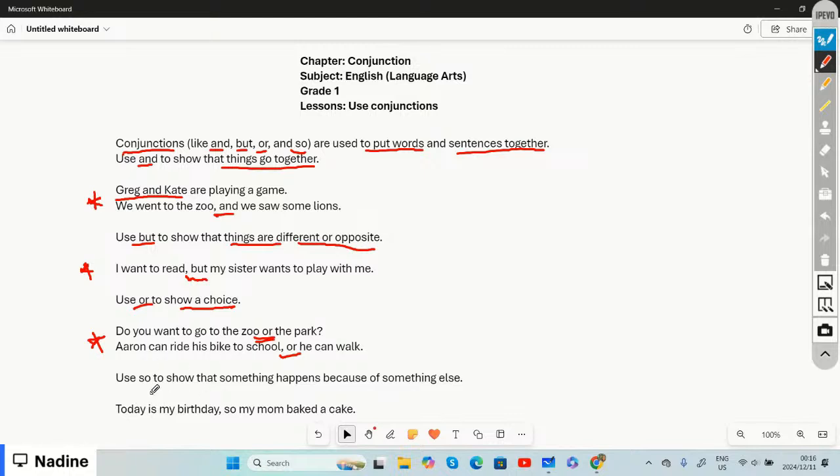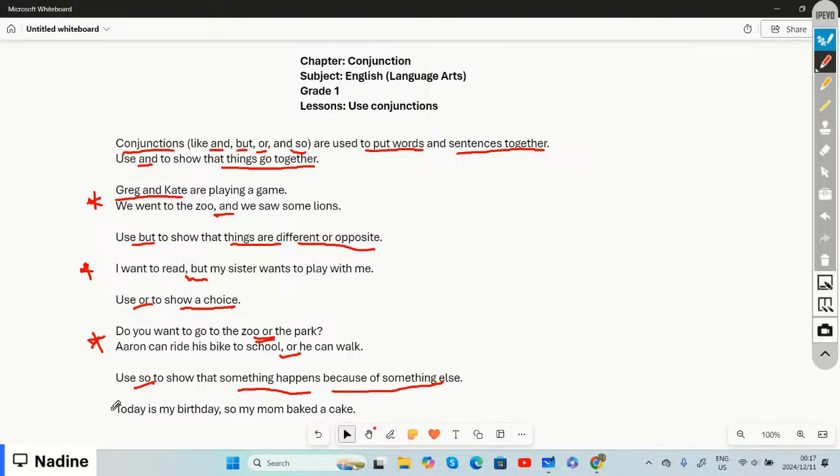And then lastly, we use so. And we use so to show that something happens because of something else. This is happening because of that.